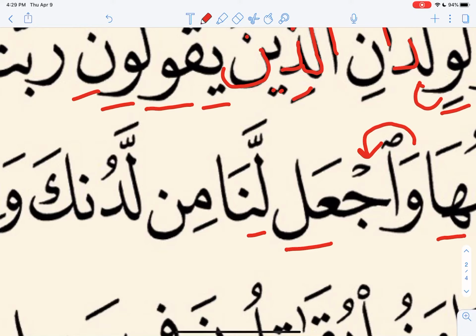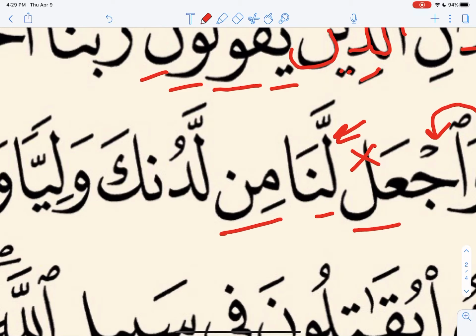Please don't worry about it. We'll talk about it later. But we're going to not pronounce this lam and pronounce two of these lams. So instead of saying waj'al lana, you're actually going to say waj'al lana. You're just going to combine the two lams together to make it easier. Waj'al lana. Min.